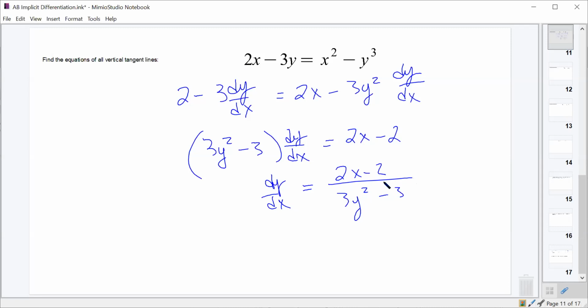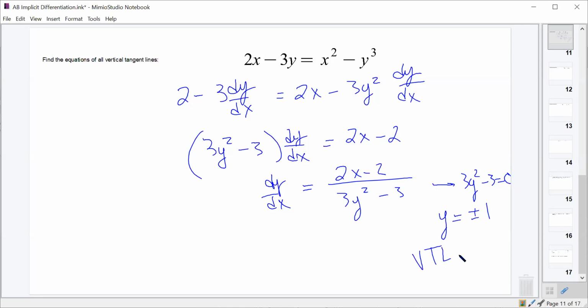All right. So then what do we want to know? We want to know when this tangent line is vertical. If the tangent line is vertical, that means the derivative is undefined, and that means the denominator would equal 0. So we set 3y squared minus 3 equals 0. And that gives us y equals plus or minus 1. So at y equals 1 and y equals -1, we should have vertical tangent lines.